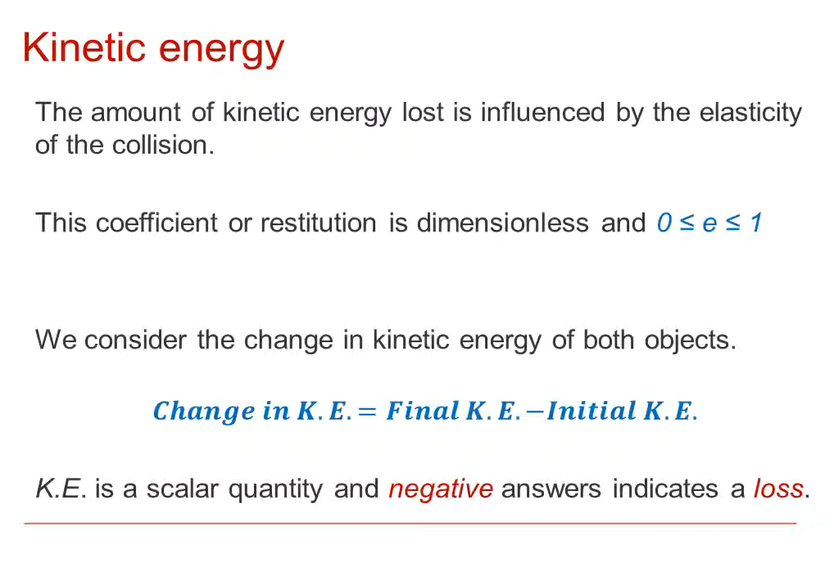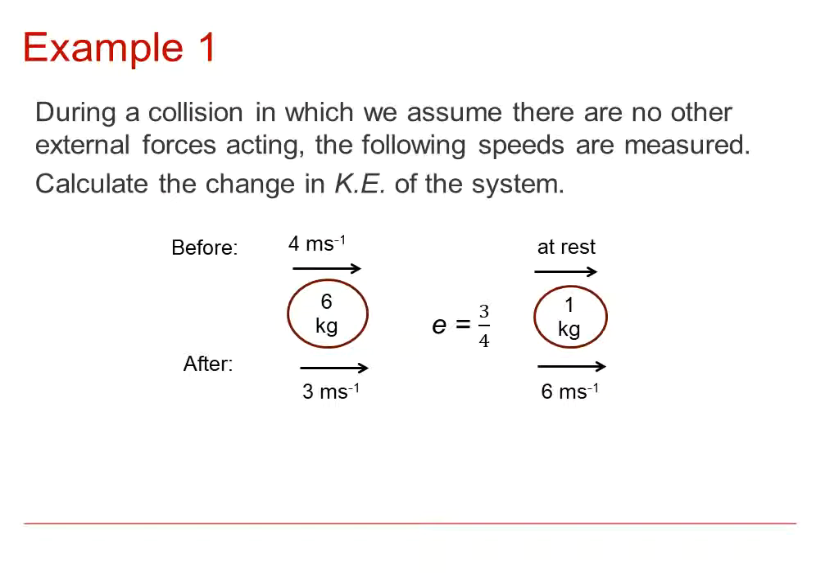So the change in kinetic energy is the final kinetic energy minus the initial kinetic energy. Kinetic energy is a scalar quantity, and if we get a negative answer, it indicates a loss of kinetic energy. So during a collision where we assume there are no other external forces acting, can we calculate the change in kinetic energy of this system? We know the velocities before and after the collision, so now we can find the kinetic energy change.